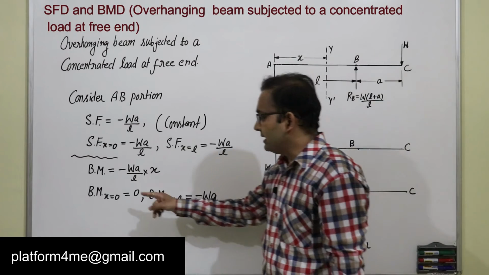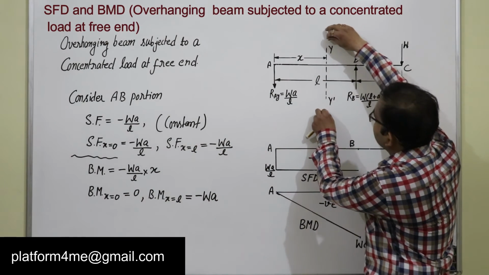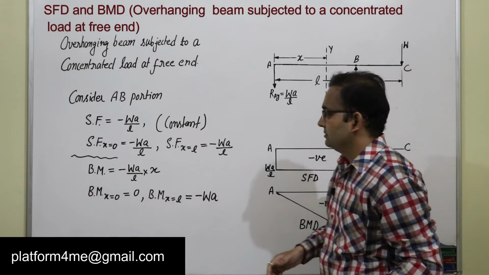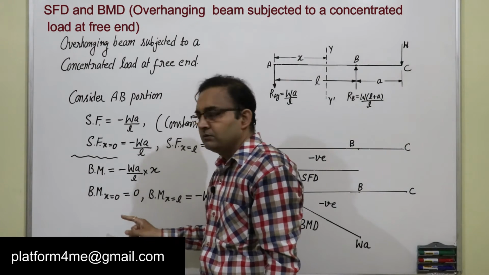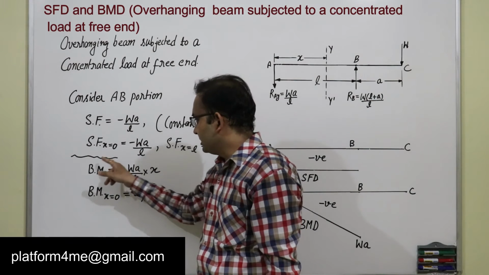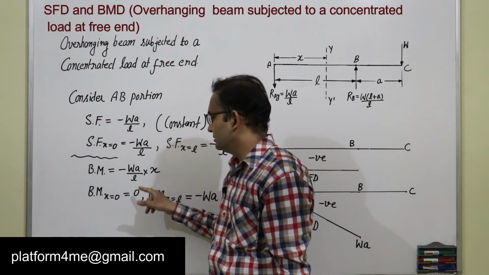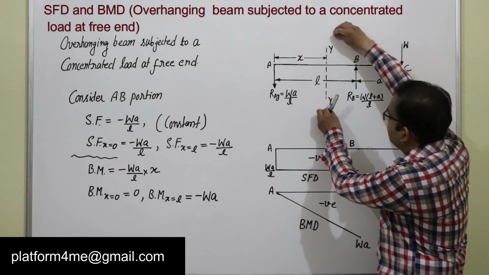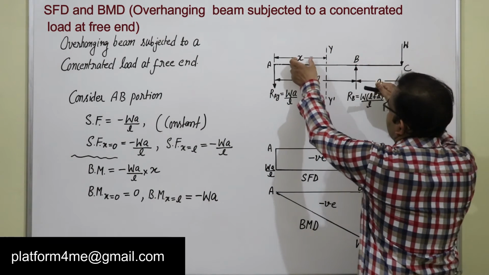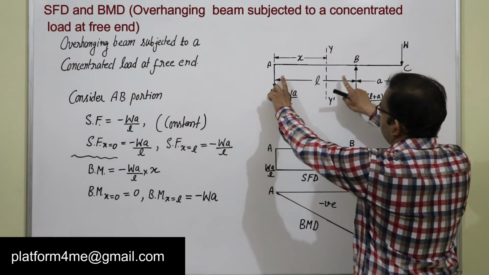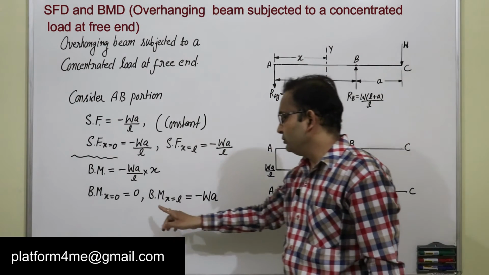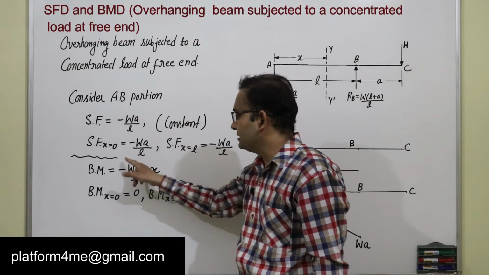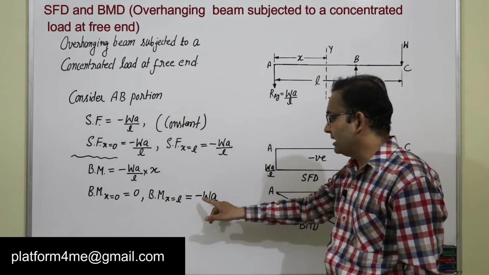Bending moment at point x equal to 0, we will slide this section to this side, x will reduce. So, bending moment at x equal to 0, we will put x equal to 0 in this general equation. So, its value will be 0. After that, I will slide this section up to the point B. So, x will increase and its value will become L. Bending moment at x equal to L, we will keep x equal to L in this equation and value is minus WA.